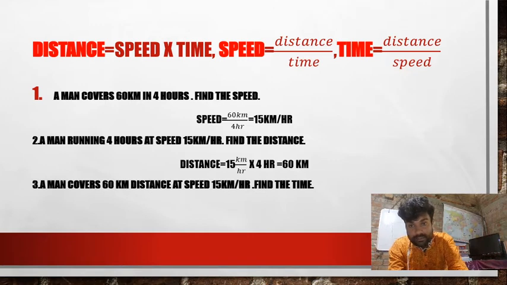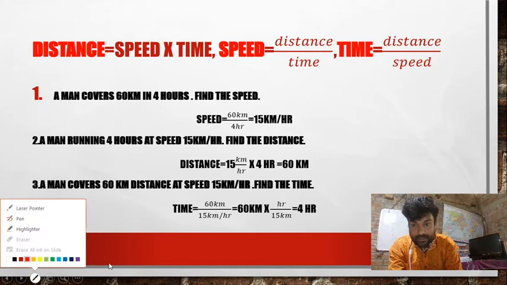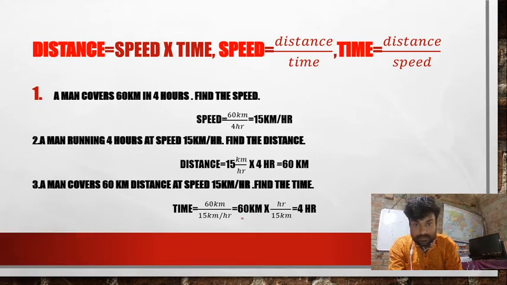A man covers 60 kilometers distance at speed 15 kilometers per hour. Find the time. It is 60 distance by speed, so the answer is 4, and 4 hours is the answer.